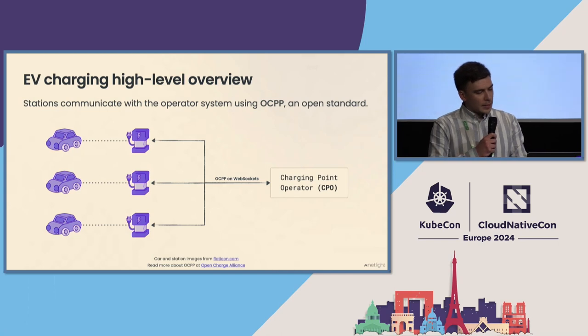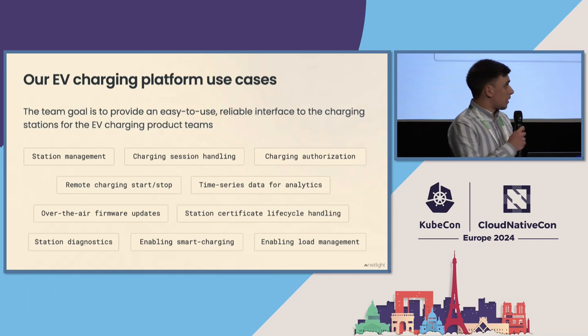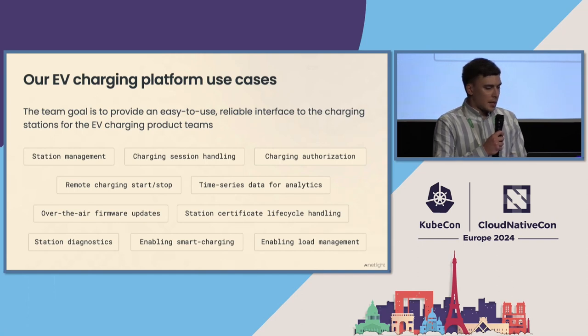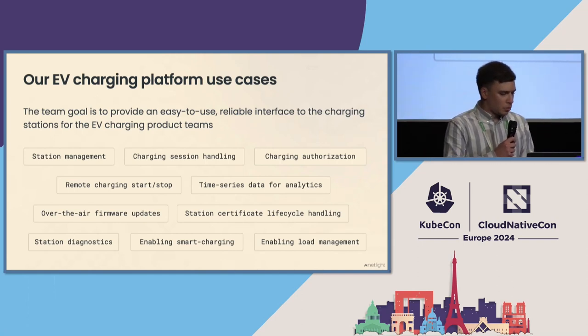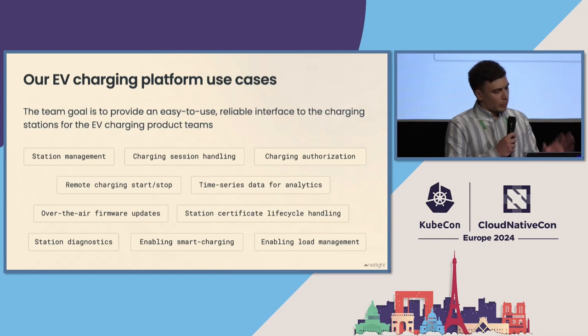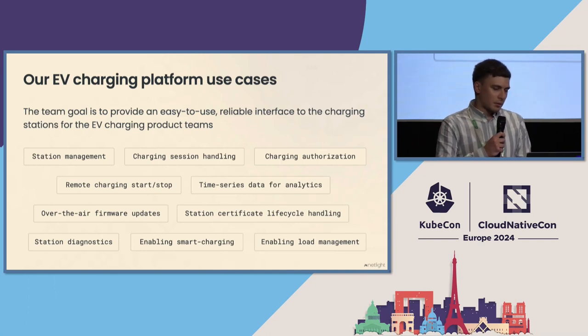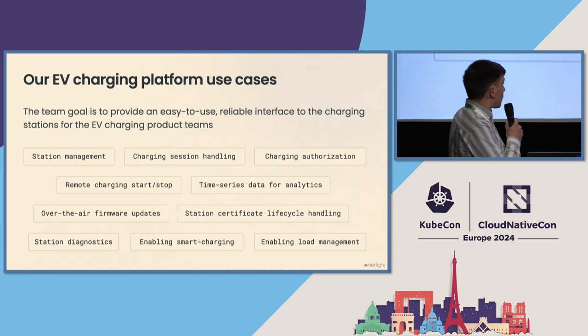The charging point operator is a system that companies that are interested in offering EV charging solutions would build. And in the last couple of years, I've been leading a platform team in one of our largest EV charging clients. And in this team, the goal is basically to provide an easy-to-use, reliable interface to the charging stations. We don't have any user-facing products ourselves, but we rather offer this platform and the other teams build actual business products. We offer features like station management, session handling, authorization, remote start and stop for controlling your charging experience via a mobile phone, for example, firmware updates and management, and so on.